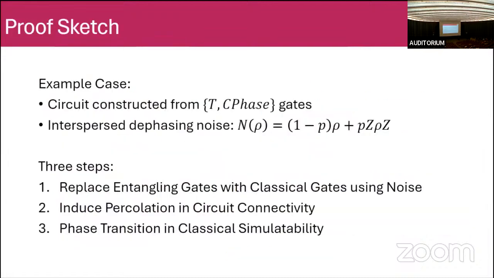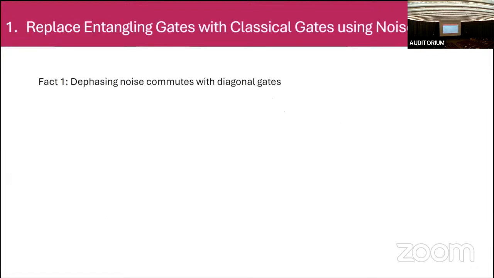So to show you how it works, I'm going to go through an example case. Suppose you have an IQP circuit constructed with T gates and controlled phase gates, and you've interspersed dephasing noise. The algorithm is going to work in 3 steps. These are just the titles, and I'm going to explain each step. The first fact we're going to use is that dephasing noise commutes with diagonal gates.